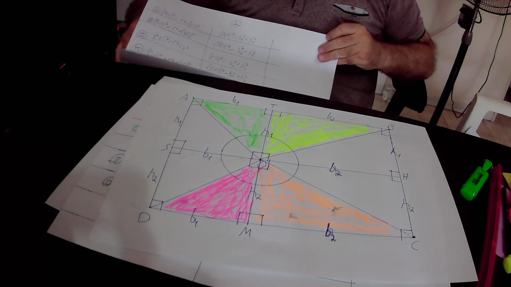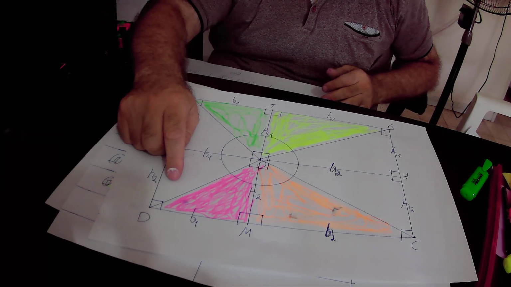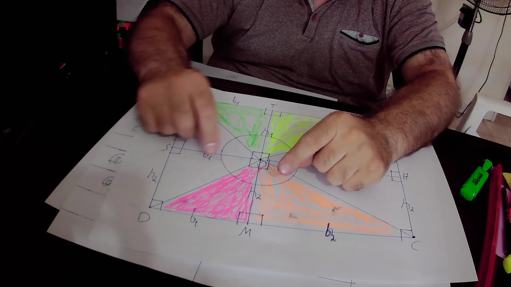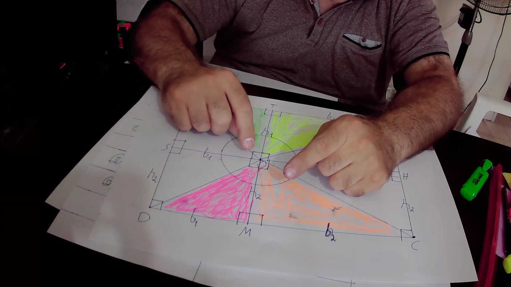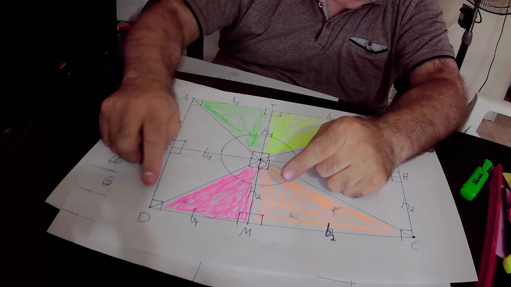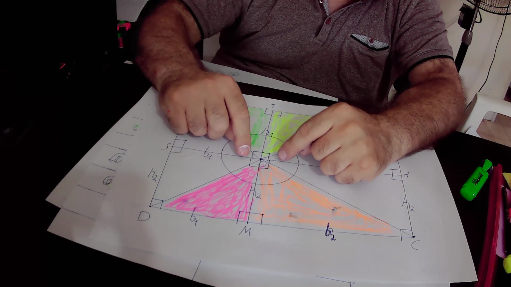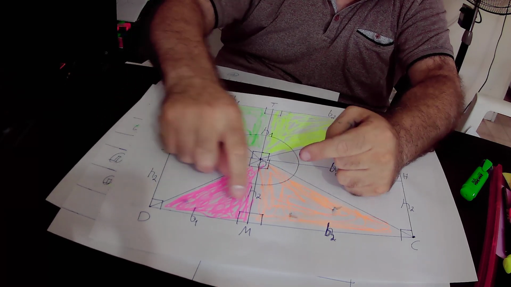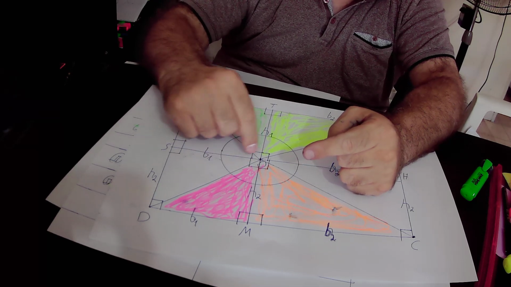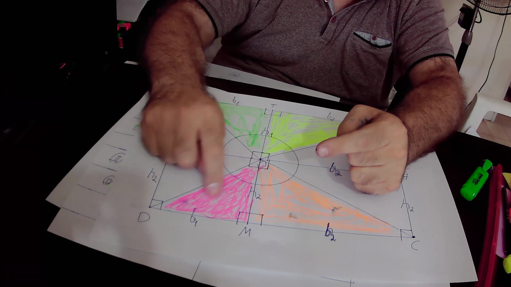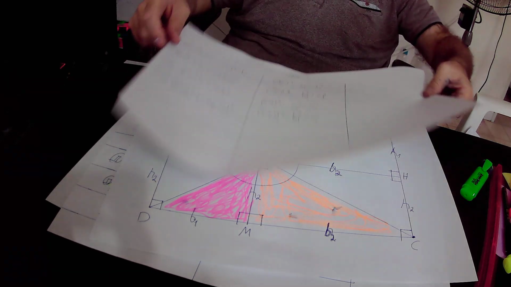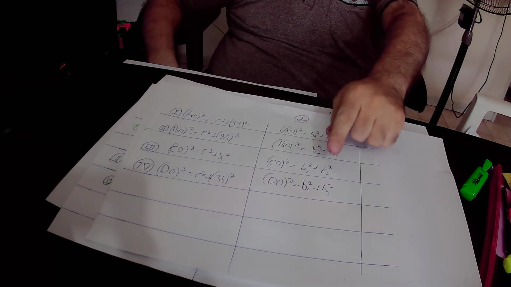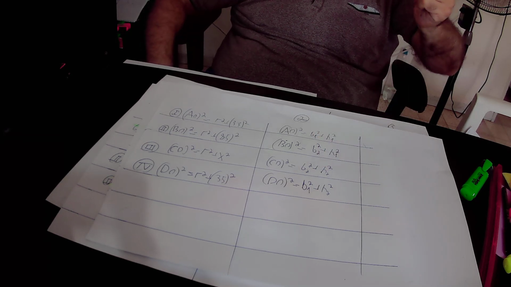And finally, we joined points O and D together by a straight line. In this way, we created the pink right triangle ODM. In the pink right triangle ODM, according to the Pythagoras theorem, OD square equals DM square plus OM square, or OD square equals B1 square plus H2 square.